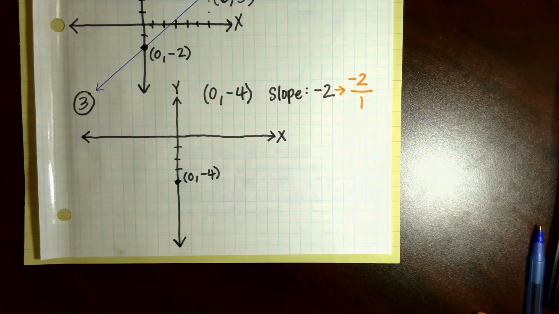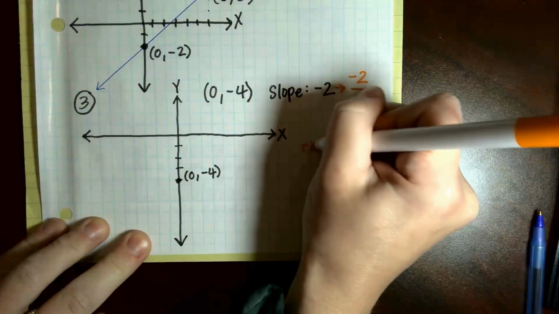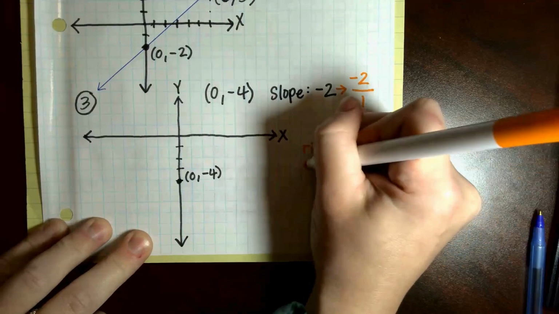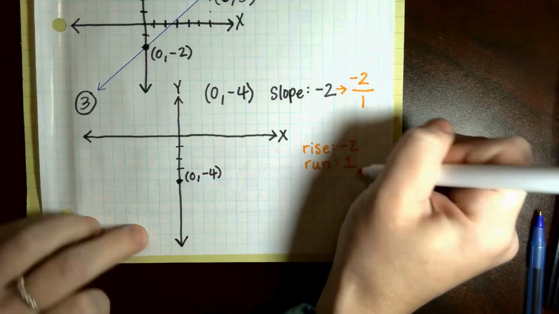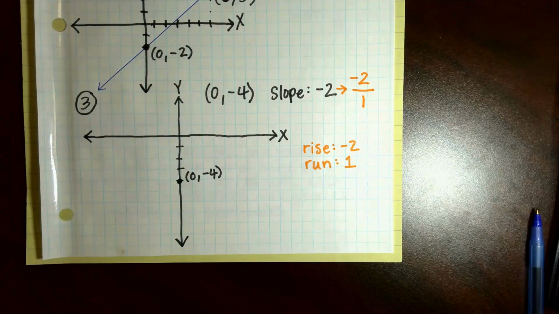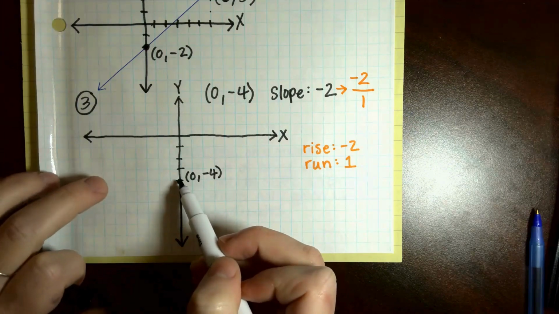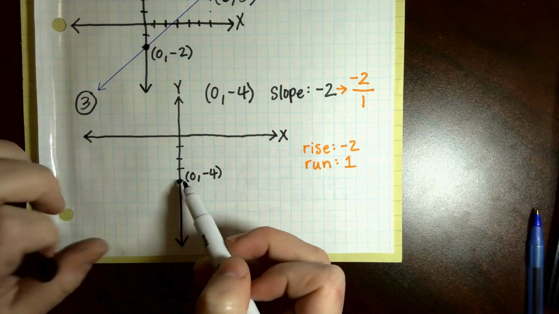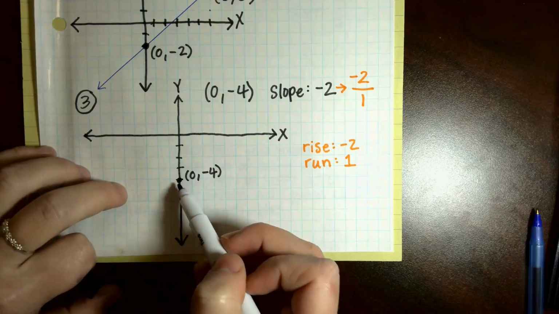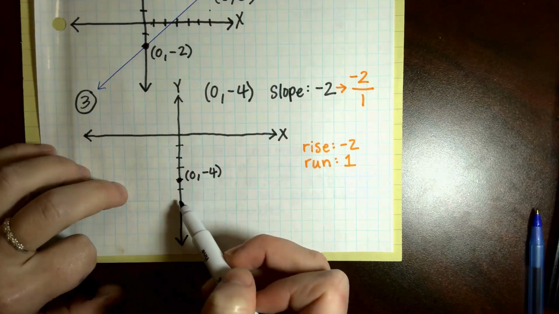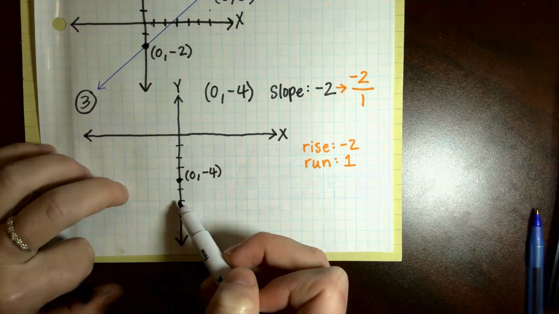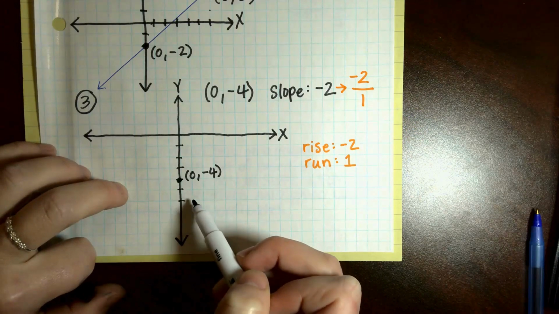What is our next step? Rise over run. Our rise is -2. Our run is 1. I'll write that to the side. So where are we starting from? We're going to start from that first point they gave us. And now we're going to do our rise, which is -2. So I'm going to go down 2, so -1, -2. And then our run is 1, so I'm just going to go over 1 right there.